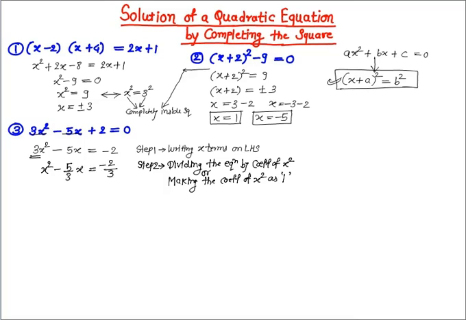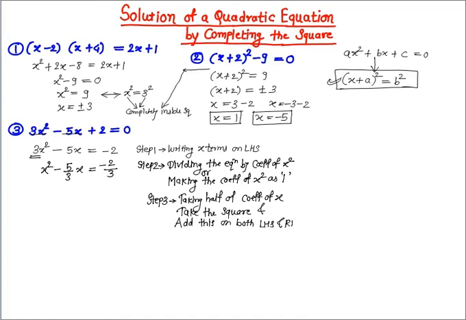Now the next step is step 3, that is taking half of coefficient of x. Whatever we get, take the square of it and add that on both left hand side and right hand side of the equation. In this example, coefficient of x is 5/3. So what is the half of 5/3?